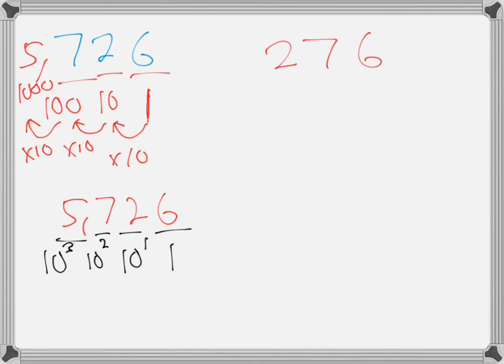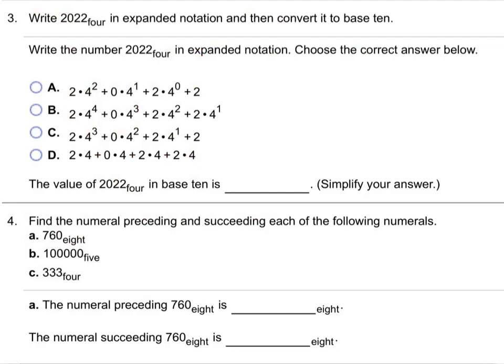So what happens when we change that game? That's what we're interested in today. So how about the number 2022 base 4? If you want to write that one down, this is question number 3. This is exactly what you will see in your homework.